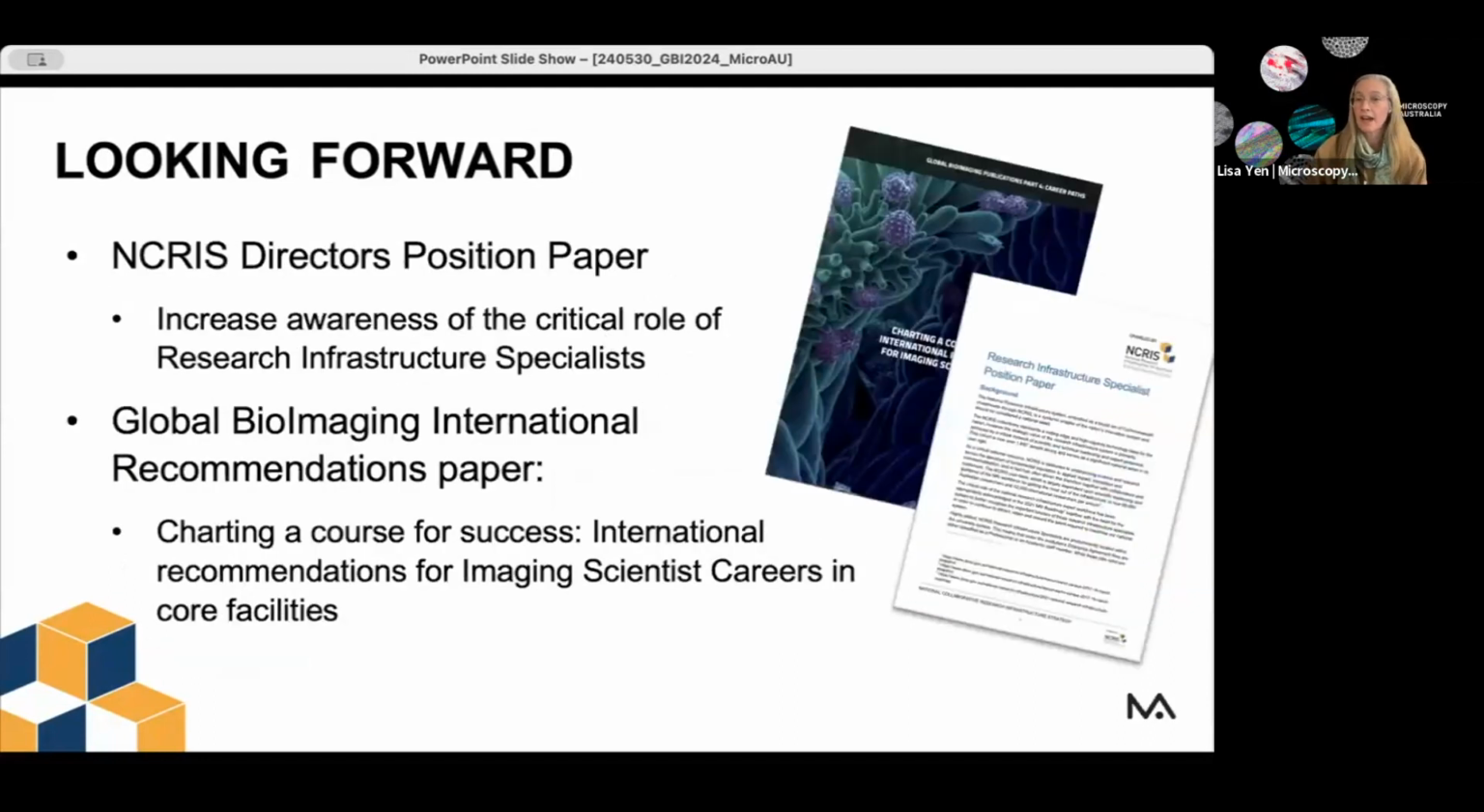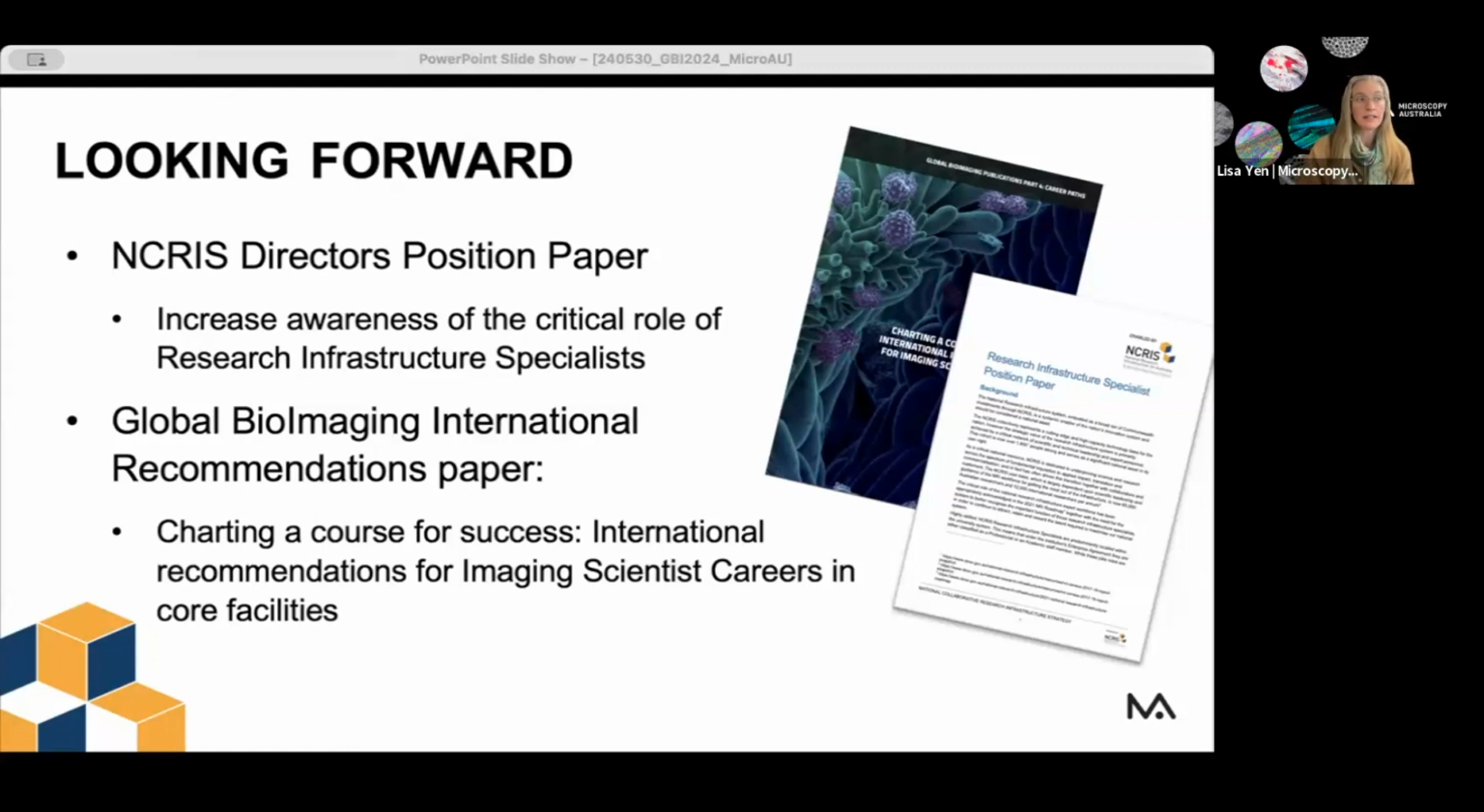Some of the other things that have happened within Australia was the release of a research infrastructure specialist position paper. And I guess I would think that this echoes the Global Bioimaging International Recommendations paper and the Journal of Microscopy publication that has just come out recently, which is really focused on trying to increase that awareness of the critical role of research infrastructure specialists within our capabilities.